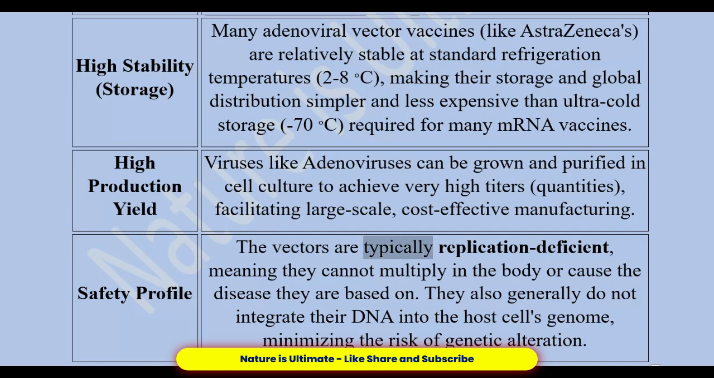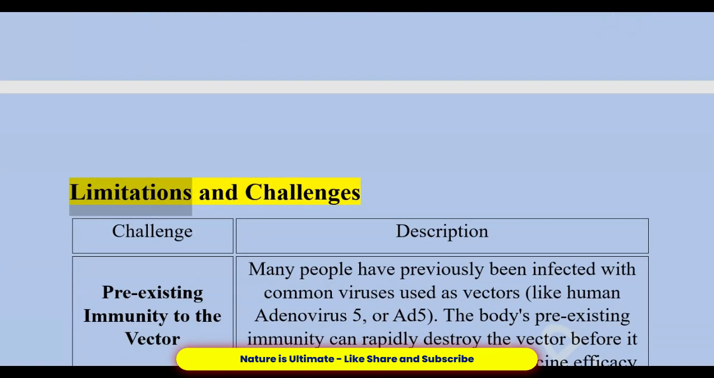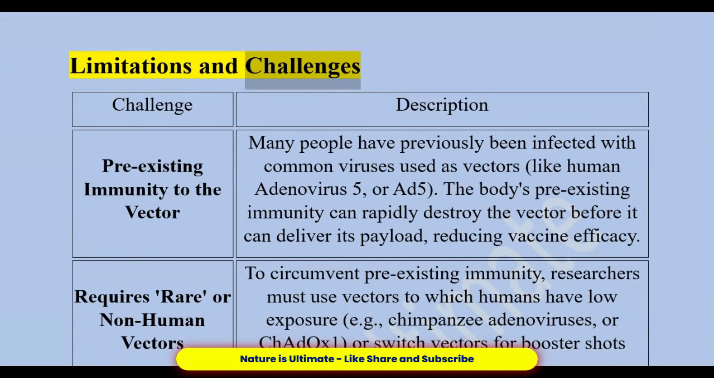The vectors are typically replication deficient, meaning they cannot multiply in the body or cause the disease they are based on. They also generally do not integrate their DNA into the host cell's genome, minimizing the risk of genetic alteration. Limitations and challenges. Challenge. Description. Pre-existing immunity to the vector.